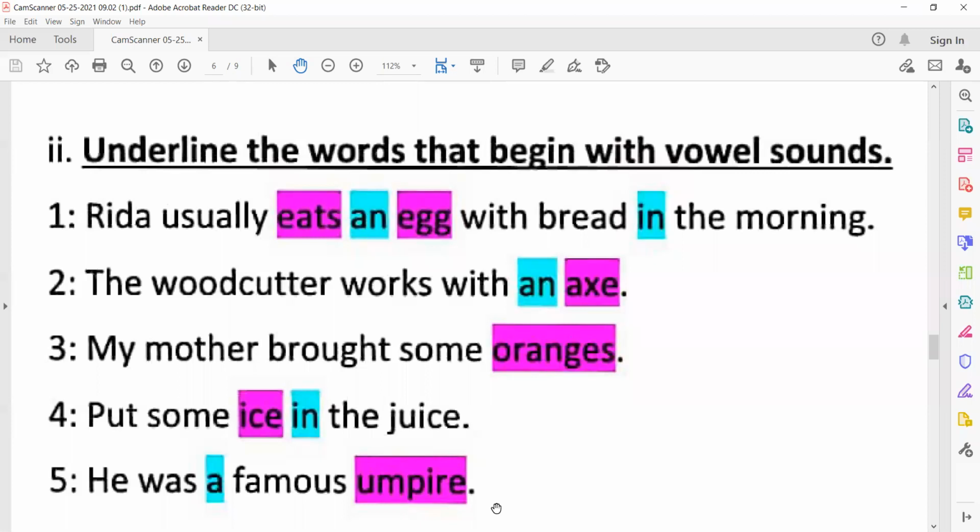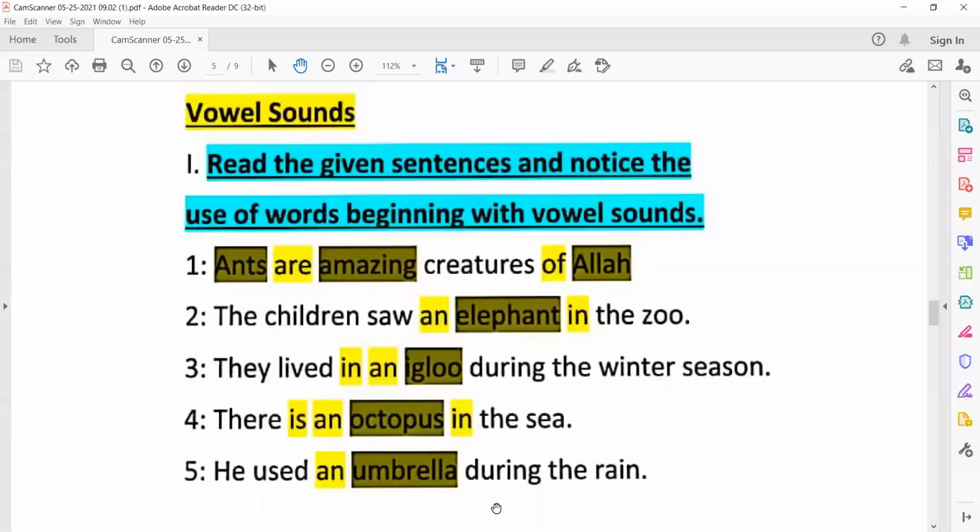Look at sentence number 5. He used. Used starts with U. Umbrella also starts with U. But I did not highlight used. Why? Because it gives us a Y sound. Used, yo, Y sound. While umbrella gives us a u sound. So it doesn't matter that the words start with A, E, I, O, U, it will be a vowel. Sometimes the words start with U, but it's not a vowel sound.